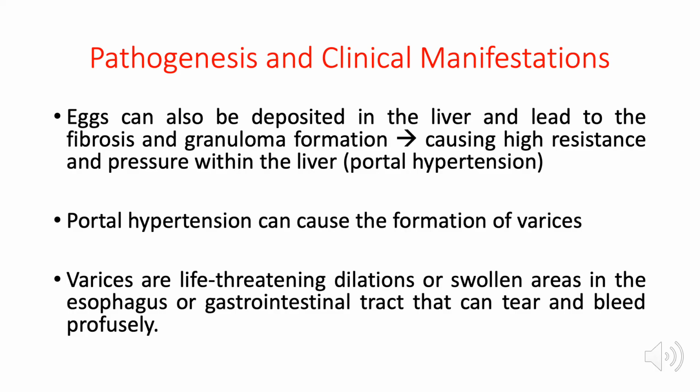The ova of Schistosoma can be deposited in the liver parenchyma, resulting in fibrosis and granuloma formation, which will eventually cause portal hypertension. And this portal hypertension can cause the formation of varices. Varices are life-threatening dilatations and swelling of the veins, particularly in the esophagus and the veins of the gastrointestinal tract organs. And these varices, since they are thin-walled, can just randomly become torn and bleed profusely.